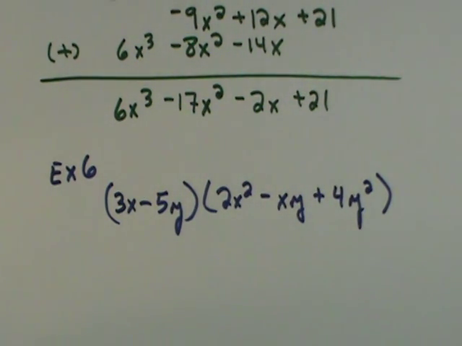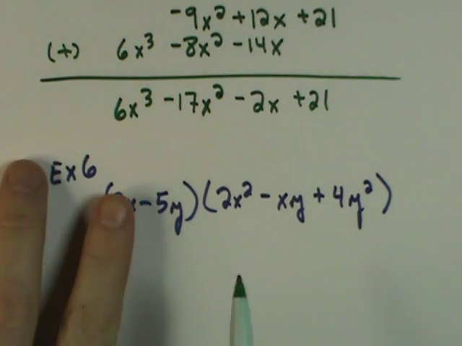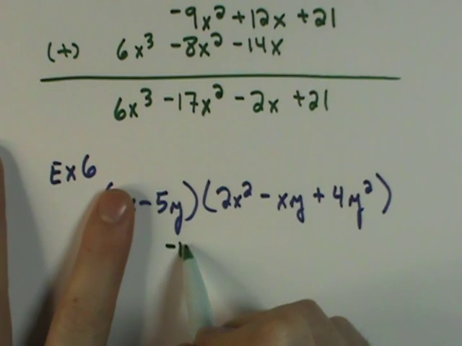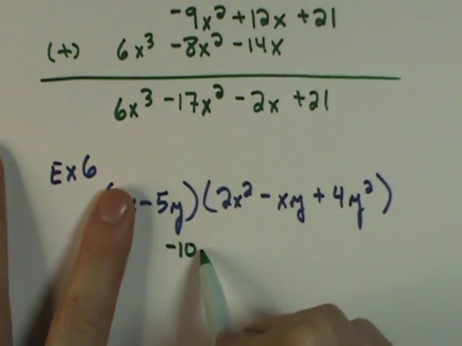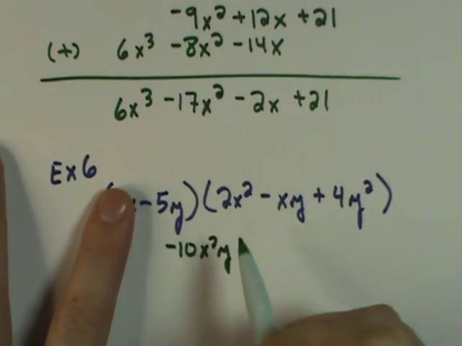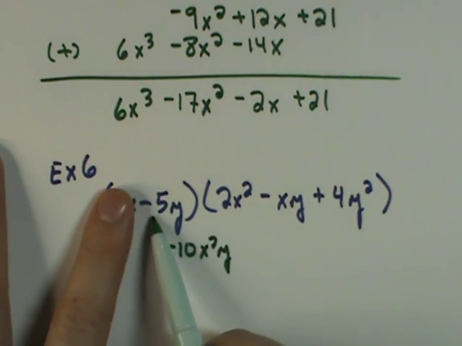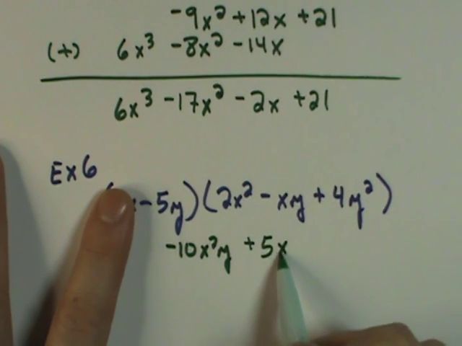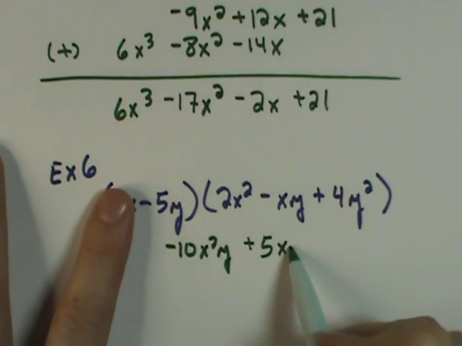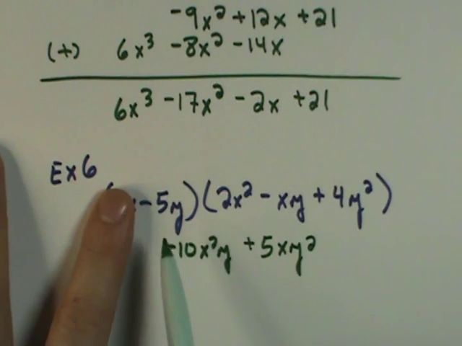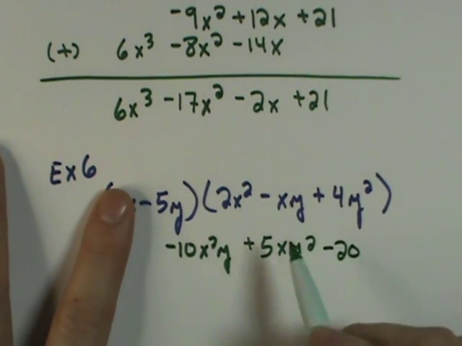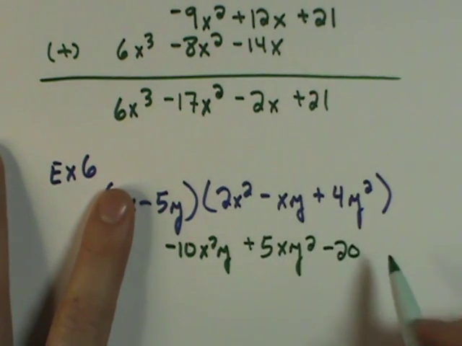We'll start with our first distribution. We want to work with this term right here. Negative 5 times 2 would be negative 10 x squared y. We move to the next one. Negative 5 times negative 1 would be plus 5 x, and then I have the two y's, so that goes to y squared. And finally, negative 5 times 4 is negative 20, y squared would become a y cubed.